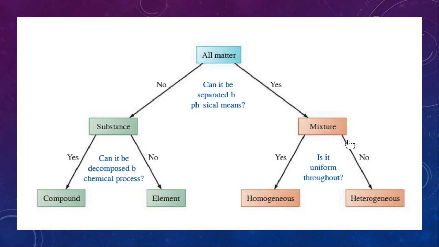And the mixture is uniform throughout? If yes, this is homogeneous, but if not, this is heterogeneous. And matter that cannot be separated by physical means is a substance, okay? And substances can sometimes be decomposed by a chemical process. If that's right, this is a compound. For example, water: by electrolysis we can get hydrogen and oxygen.